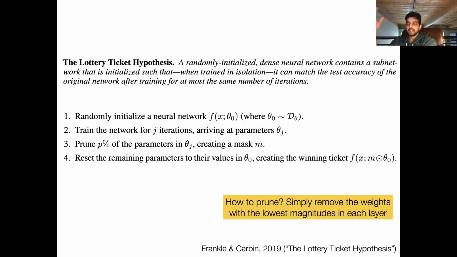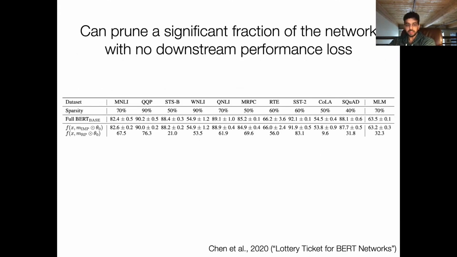There's some subset of parameters whose initialization is somehow contributing to making the optimization easier, maybe, or making them play a more important role than other parameters. And you can detect these parameters by just pruning from a pre-trained model.